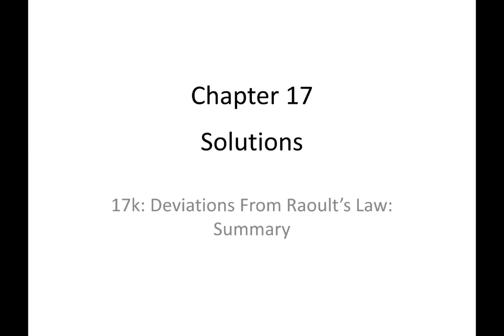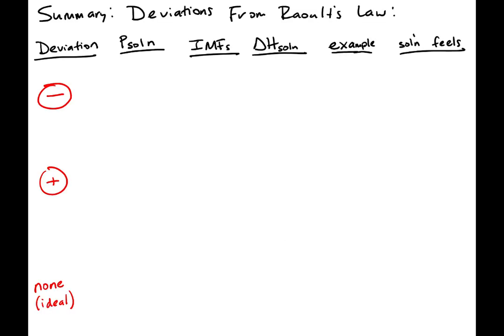I thought it would be a good idea to take a moment to summarize all of the concepts that we just discussed involving the deviations from Raoult's law. So let's take a look at that. We'll take a look at three different cases here, starting with the case of a negative deviation from Raoult's law.